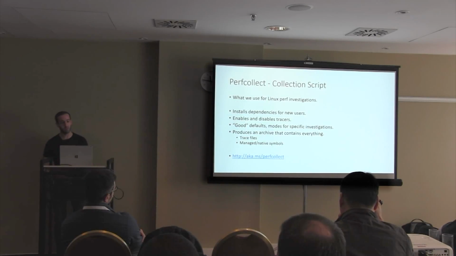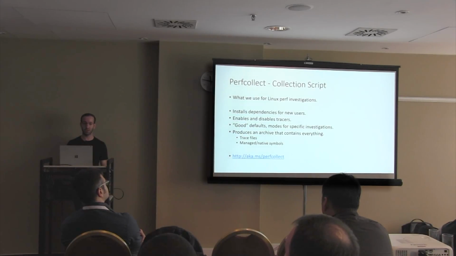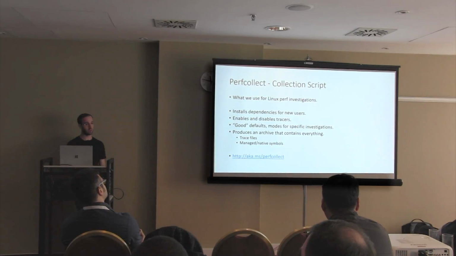So we have a script that we use called PerfCollect. It's a data collection script that we use for all of our Linux perf investigations. Its job is basically to install dependencies for any new users. It's responsible for enabling and disabling the traces we use. And the idea is to make it real simple. So it's got a good set of defaults, and it's got specific modes for particular types of investigations. What it does in the end is it produces an archive that contains everything we need, trace files, managed and native symbols, and anything else to do an investigation on a different machine. So the idea is that we can hand this off to anyone and say, if you collect some data, hand it back to us, we can take a look.